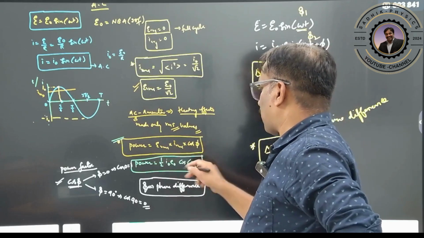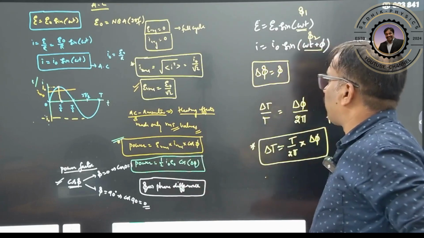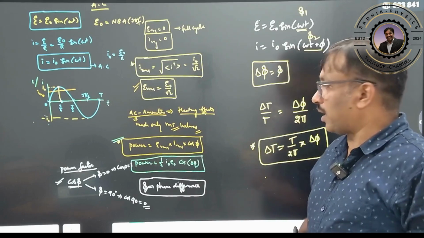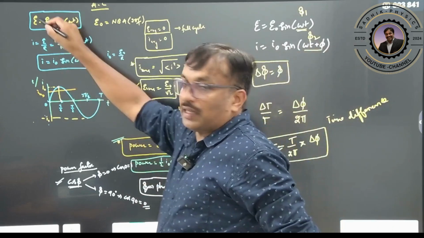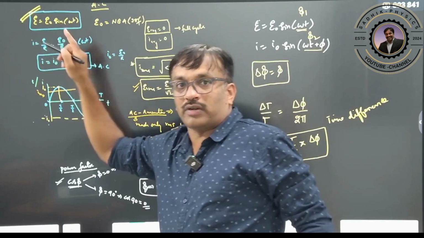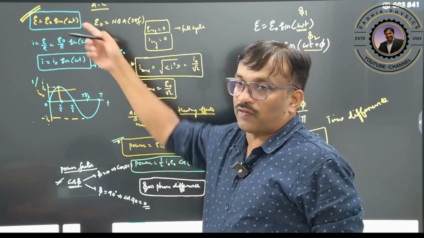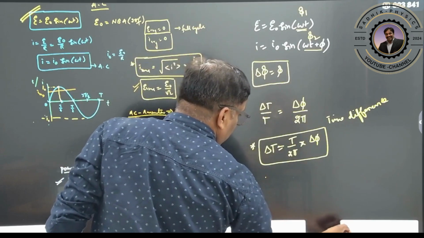Therefore, power is E RMS into I RMS into cos phi. Phi is the phase difference. You can calculate the phase difference and the time difference. Clear? If in any question the equation format is given, then you have to take the peak values. If it is not given in equation form, they will give some values like this.